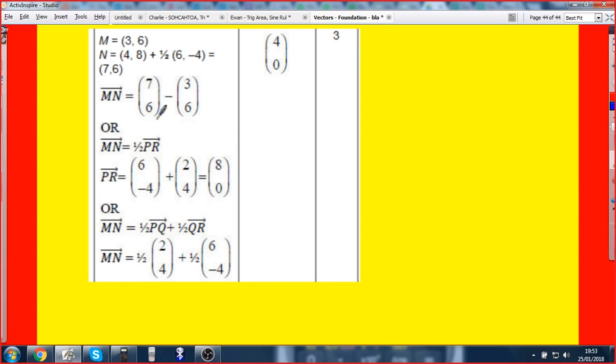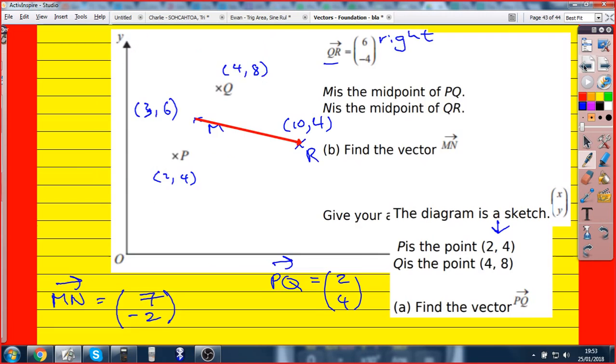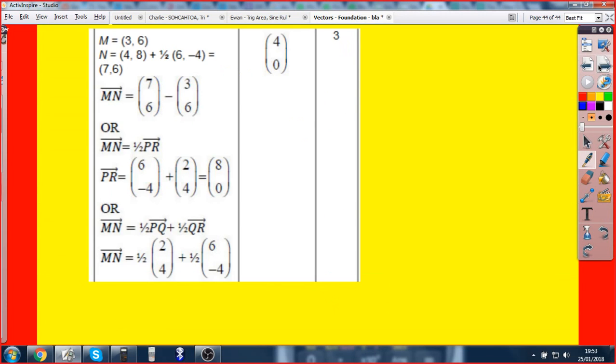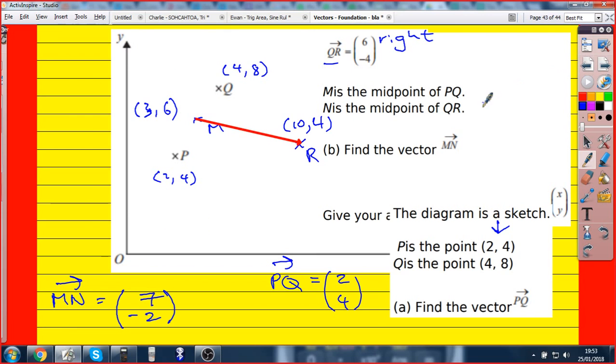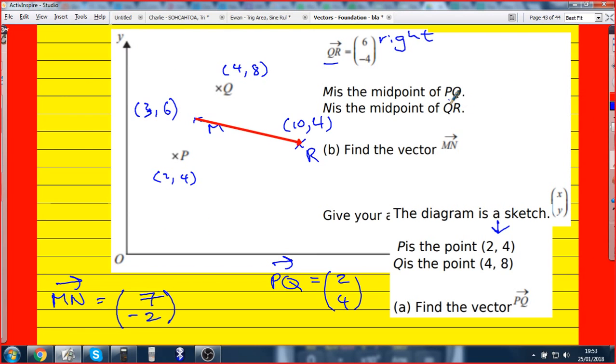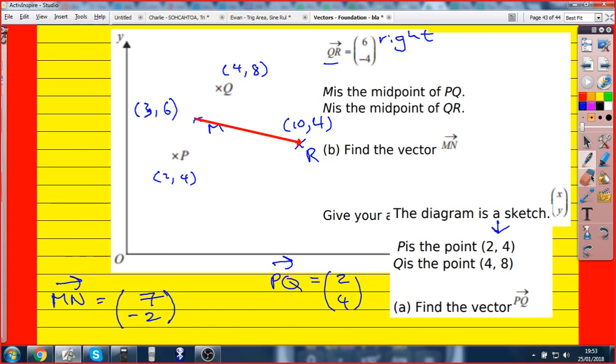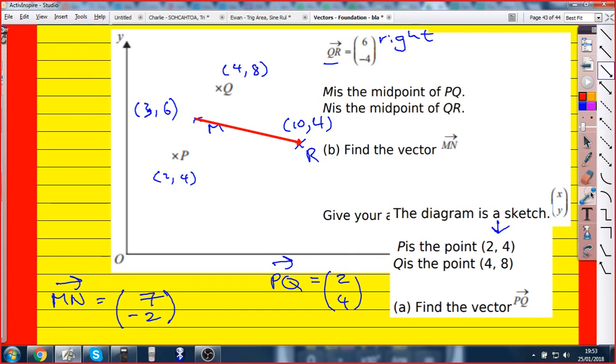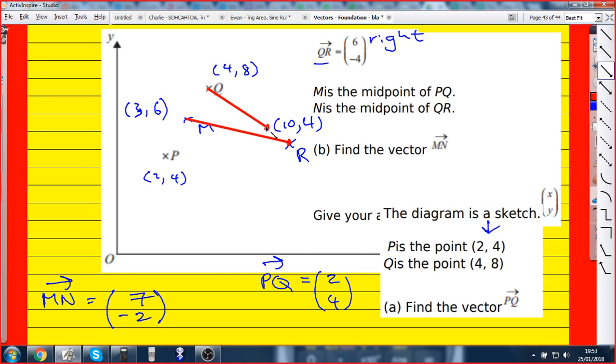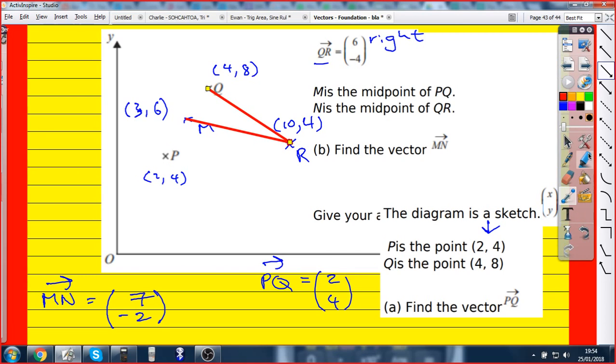MN. Okay. M is 3, 6. We have that. N is 7, 6 as a vector. Oh no, wait, N? Oh, no. We read this question all wrong. N is the midpoint of Q to R. Okay, so we have to go... Sorry, there's another point. So Q to R. What is the midpoint of Q to R?